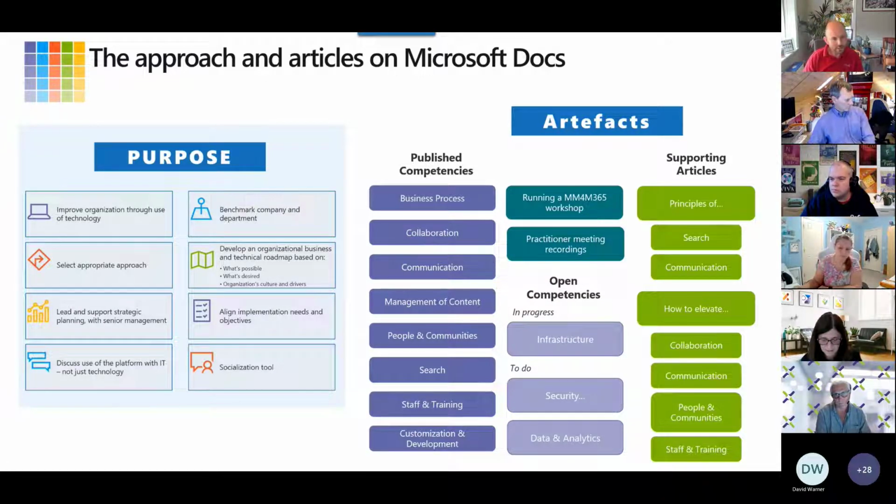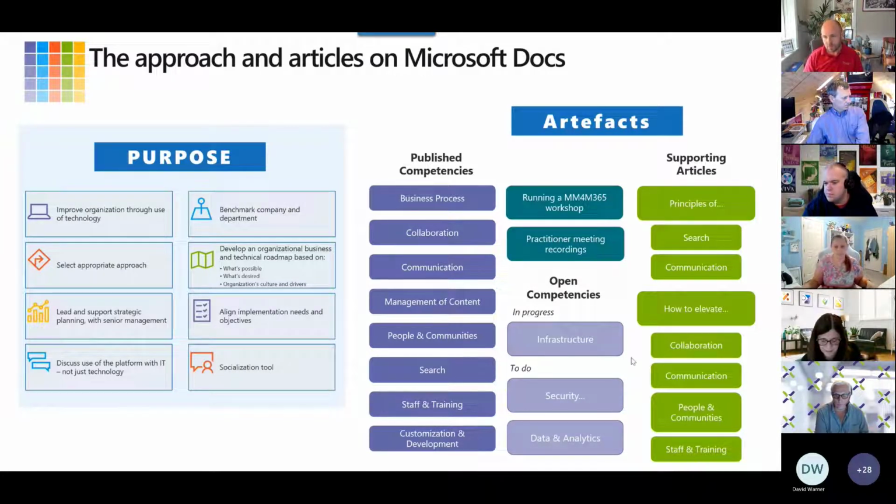I think Sue is going to talk a lot about the benefit of doing these things. We also have some tools enabling you to benchmark an organization and departments and divisions within your organization, so please have a look at those. At the moment, we've got these published competencies. I won't read them all out. There is work going on in the infrastructure one, and we do also have some supporting articles.